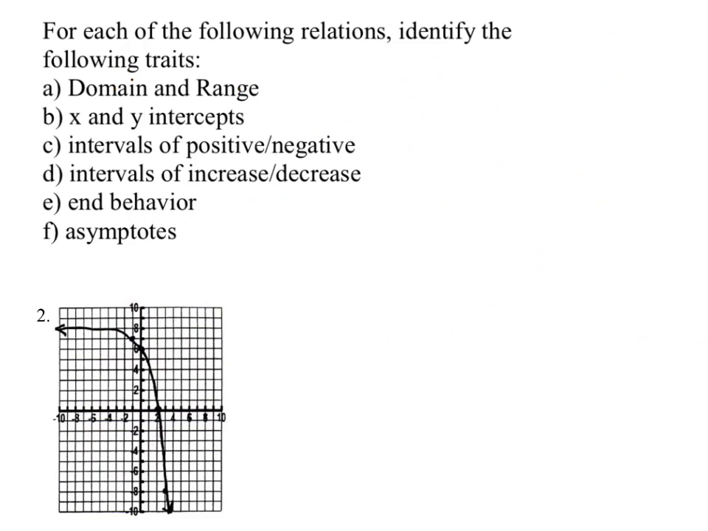The next one's going to probably go a lot faster. The domain on this guy goes left and right forever. So the domain is going to be all real numbers. The range is not going to be all real numbers because it does go down forever. So it goes all the way down to negative infinity, but it doesn't go up forever. It goes up, up, and up, and it gets really, really close to 8.